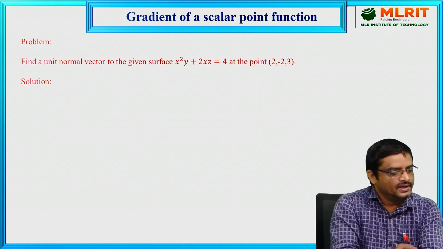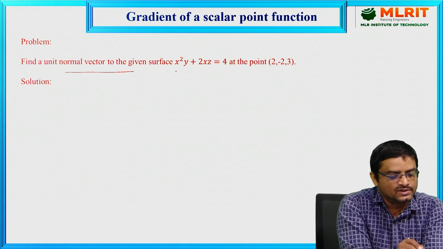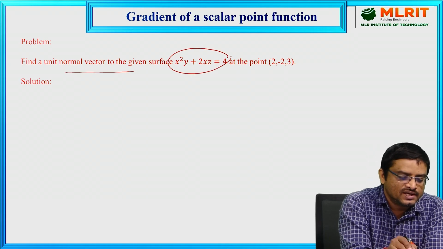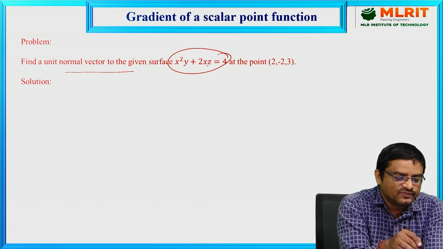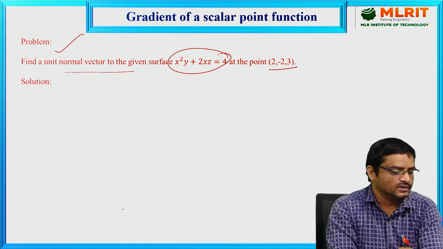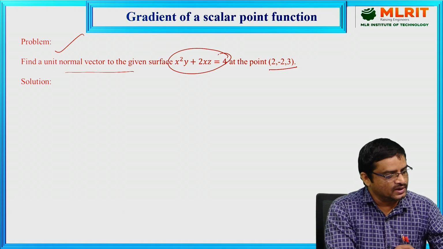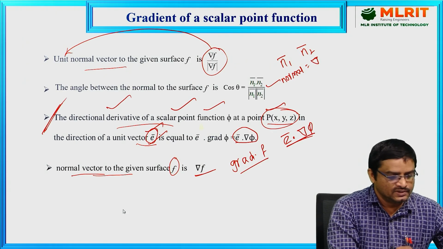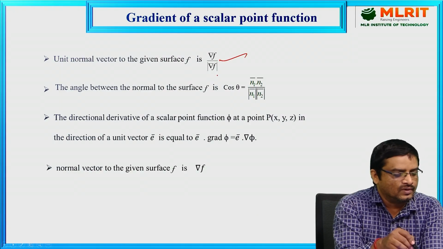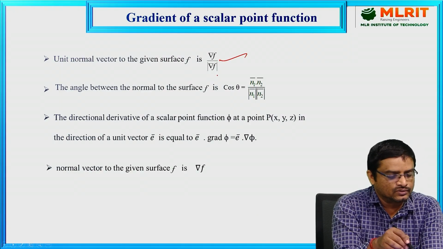Now first we will take the unit normal vector to the given surface x square y plus 2xz is equal to 4, and this is the surface given, and on this surface at this particular point we have to find out the unit normal vector. So we have the standard formula to find out that unit normal vector. This is our standard formula to find out the unit normal vector to the given surface.